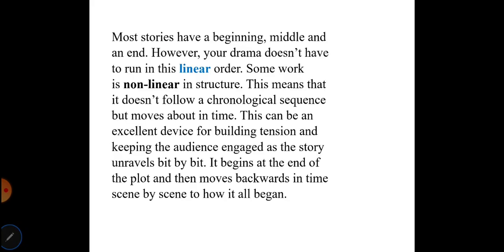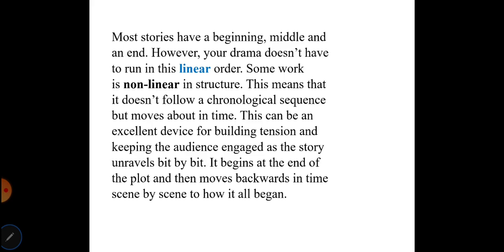Most stories have a beginning, middle, and end. However, a play doesn't have to run in this linear order. Some work is non-linear in structure. This means that it doesn't follow a chronological sequence. You know the meaning of chronological sequence, but moves about in time. And this kind of technique might be the best thing for building tension and keeping the audience interested in the story.